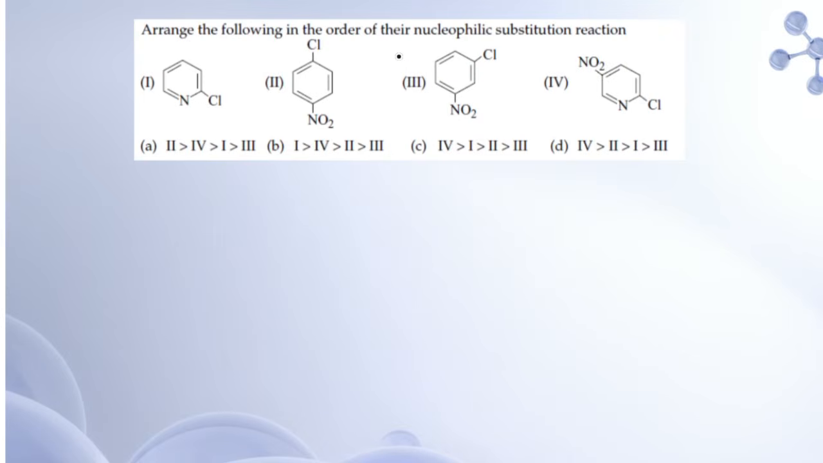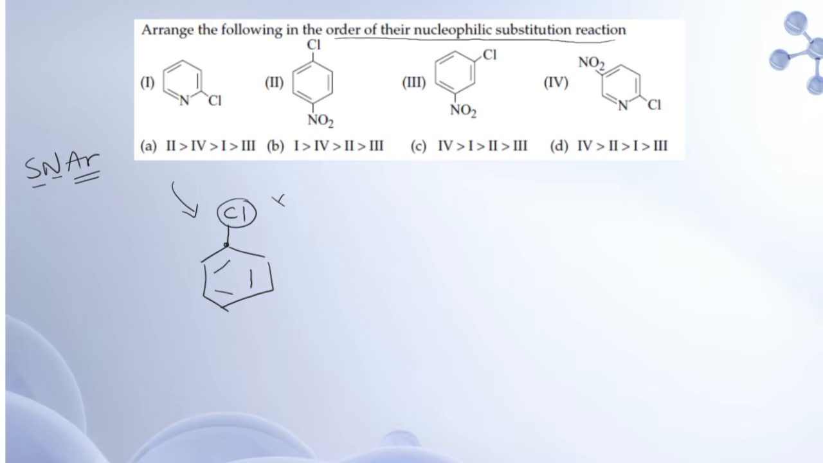So in the fourth question, you have to arrange the given molecules in the decreasing order of their nucleophilic substitution reaction. What is a nucleophilic substitution reaction? Here, since all the molecules are aromatic in nature, we are discussing the SNAr mechanism. Suppose on a benzene ring there is a halogen like chlorine, and a nucleophile like hydroxide, methoxide or ethoxide attacks this carbon. The chlorine will not act as a good leaving group.